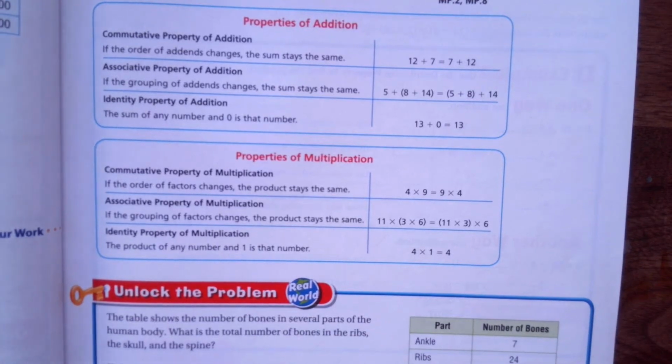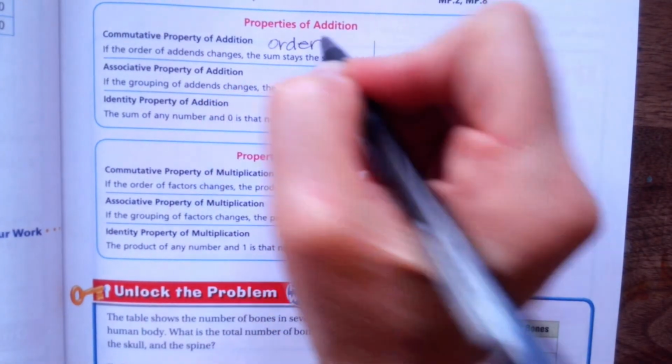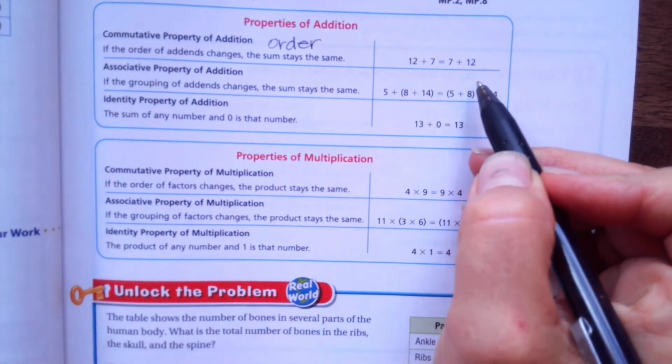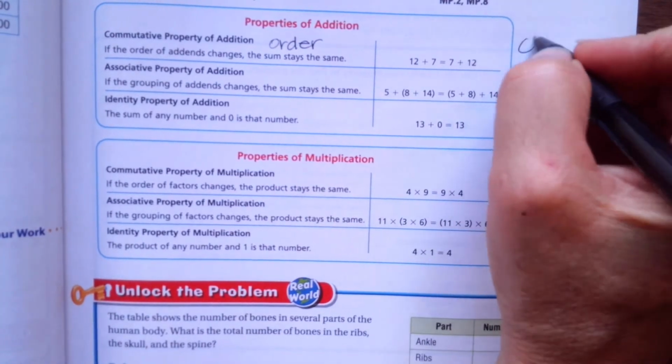Okay, so we're first going to go over properties of addition and multiplication. Commutative property means that it's about the order. So the order changes on one side from the other. Nothing else changes. And you can remember that by this.